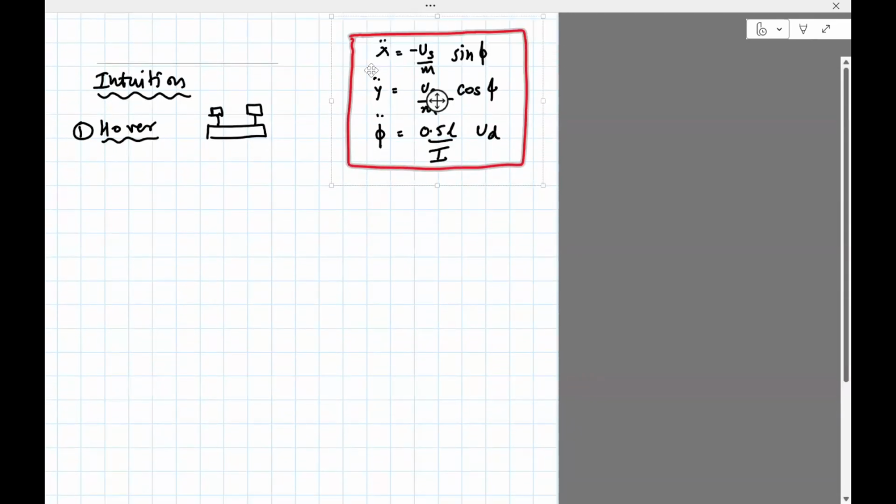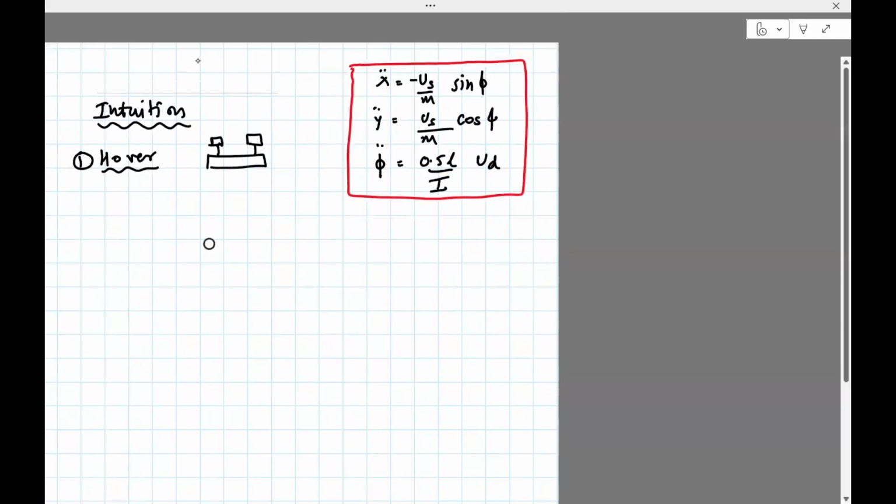Okay, so first of all, if you want the drone to hover, when hovering, phi is 0, right? If phi is 0, then x double dot equals minus us times sine of 0, so it's actually 0. So x double dot is 0 because phi is 0. Y double dot will be us divided by m times cosine of 0, which is 1, minus g. Okay, so if you want it to hover, then it's not flying up or down in the air, so y double dot should be 0. So us should be mg.